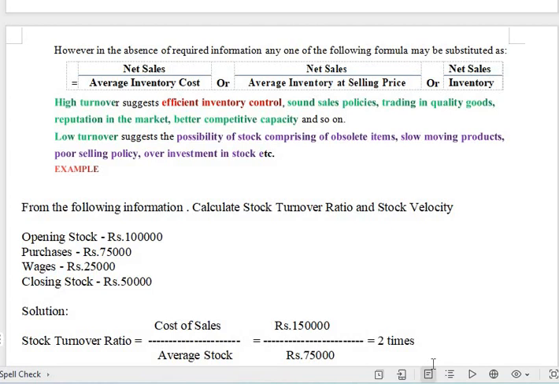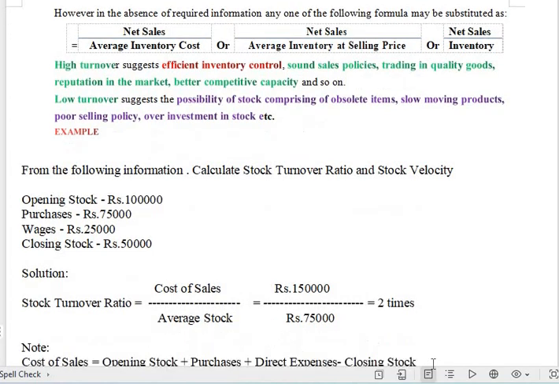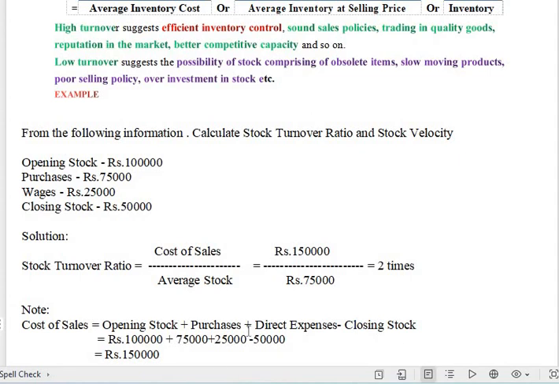In this question, the opening stock given is 1 lakh rupees, net purchase is 75,000, direct expense is 25,000 and closing stock is 50,000. Using these values I am going to compute the cost of sales. Opening stock 1 lakh; net purchase, because there is no purchase return, whatever purchase is given I take as net purchase; then direct expense, given as direct wages, 25,000; minus closing stock 50,000. So 1 lakh plus 75,000 plus 25,000 minus 50,000 gives 1 lakh 50,000. This is your cost of sales.